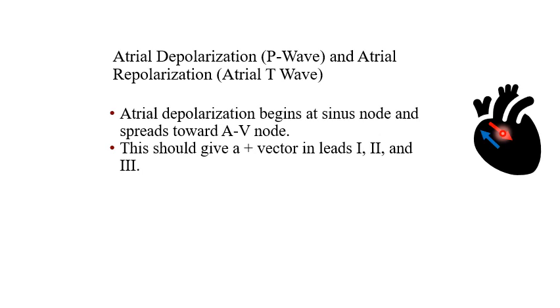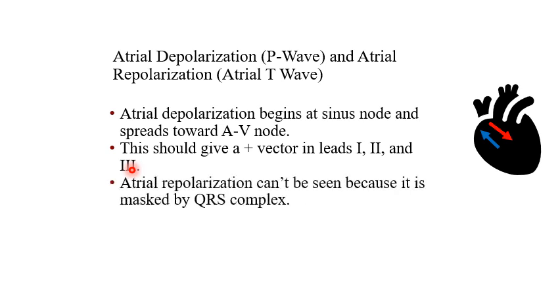Okay, because it's heading toward the positive, along with the cardiac vector, it's going to be a positive vector in lead 1, 2, and 3, and it will give a positive deflection, and that is the P wave. Okay, now how about repolarization of the atrium? We know we cannot see that, but what if we could see the atrial repolarization? How would it be drawn?